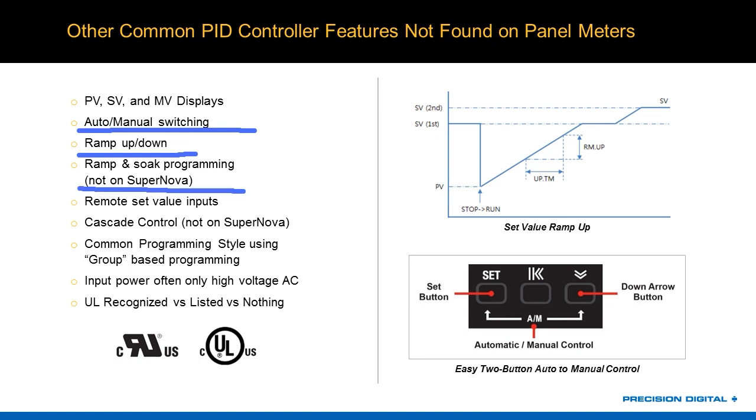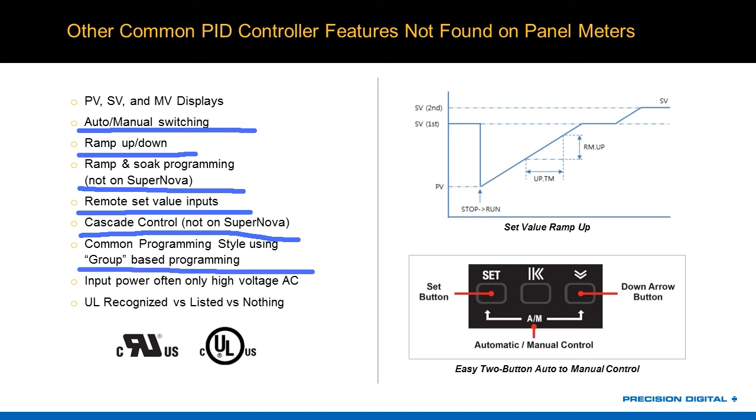We talked about ramp and soak programming. That's obviously different. The remote set value inputs, which is unique to PID controllers. Cascade control is a means of linking up multiple controllers to try to control more complicated systems, and there are controllers that are designed to do that.